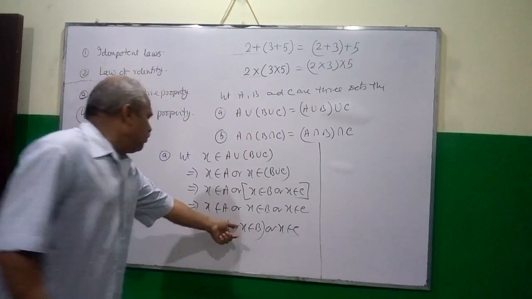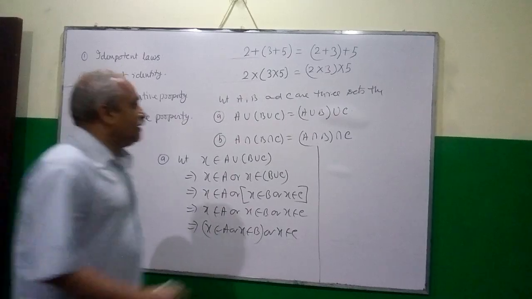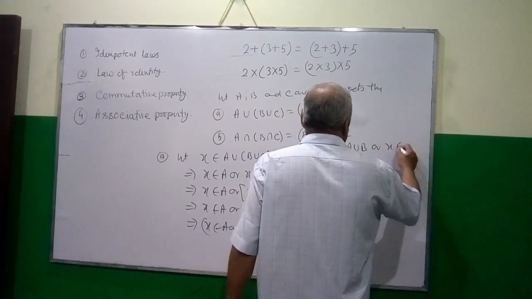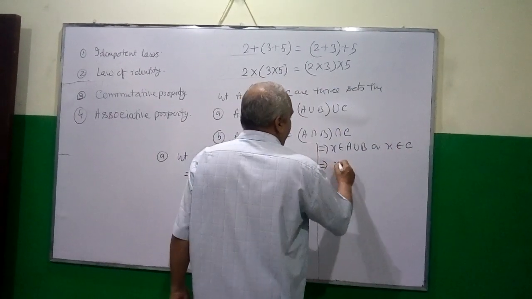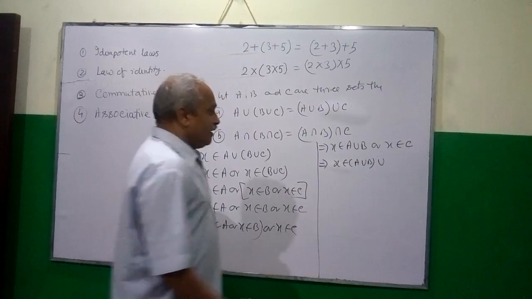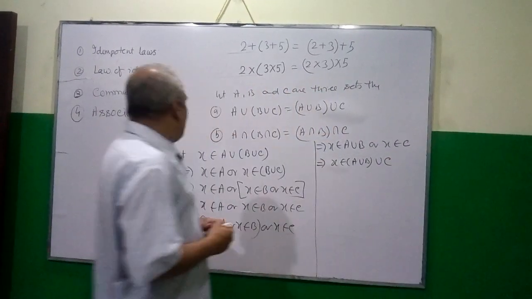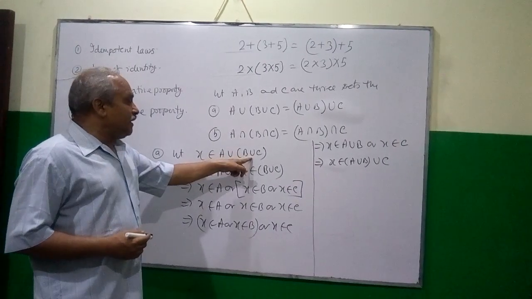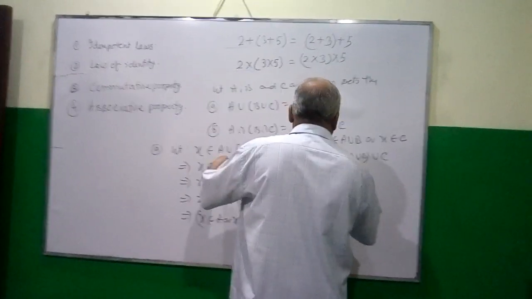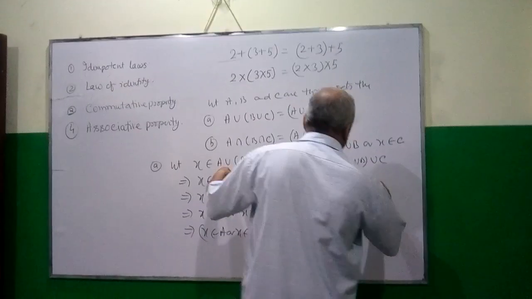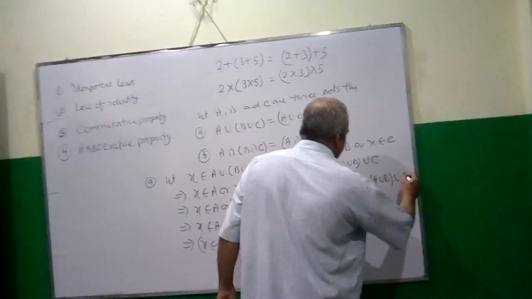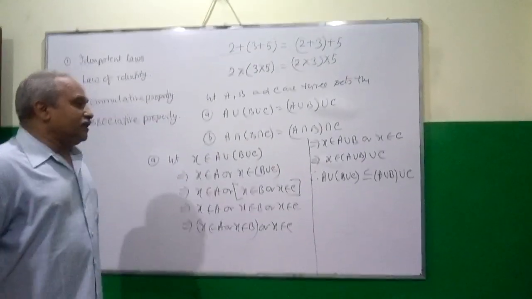And for union, or what happens? Union. This implies X belongs to A or X belongs to (B union C). This implies X belongs to A union (B union C). Now, see, we had started from (A union B) union C and we reached A union (B union C). Therefore, we can write what? (A union B) union C is a subset of A union (B union C). Okay? This is the first part.